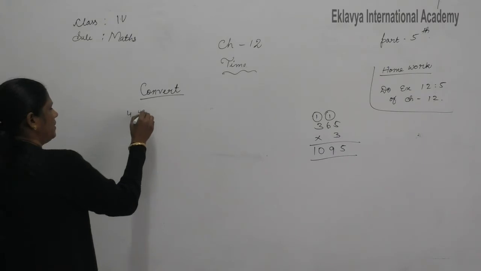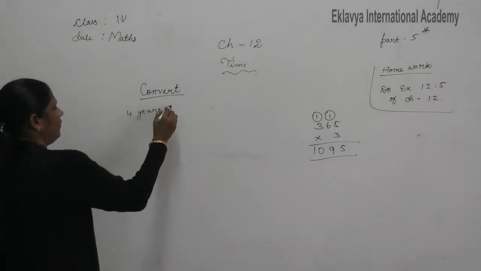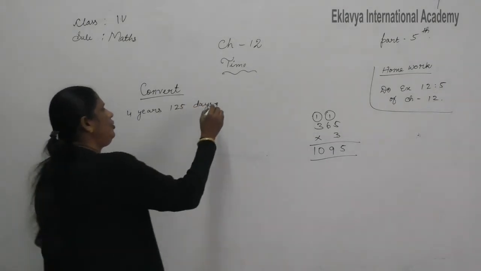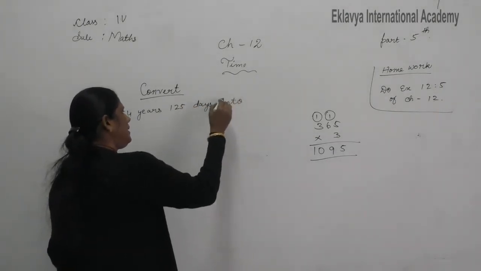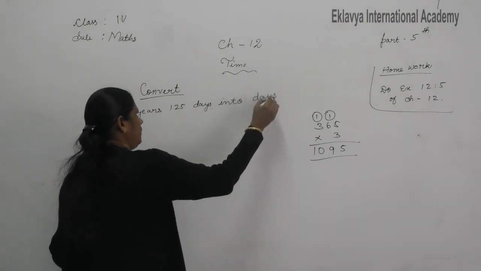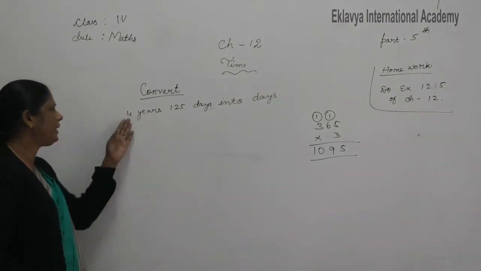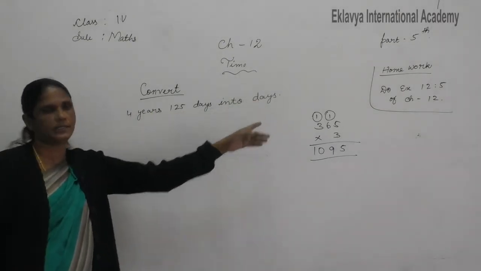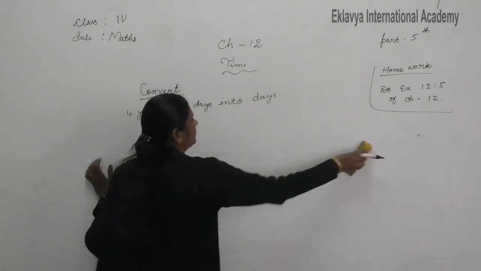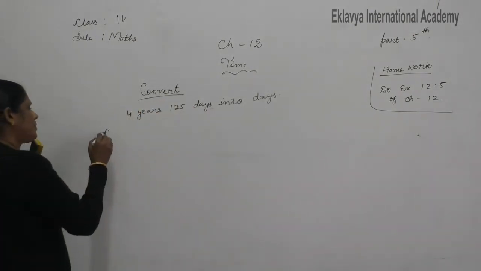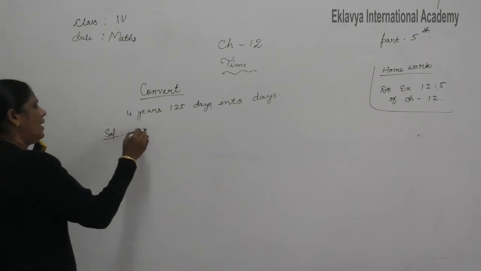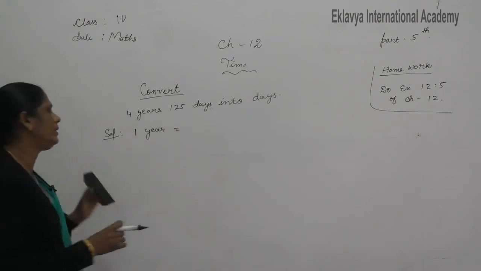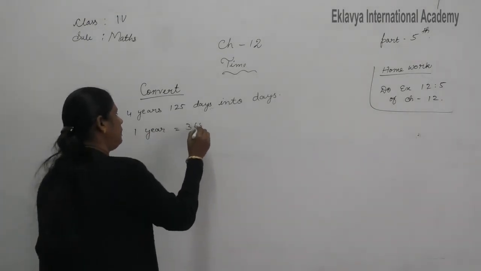Four years, 125 days into days. What is our question? 4 years, 125 days into days. Okay? Solution. How many days are in 1 year? 365 days.